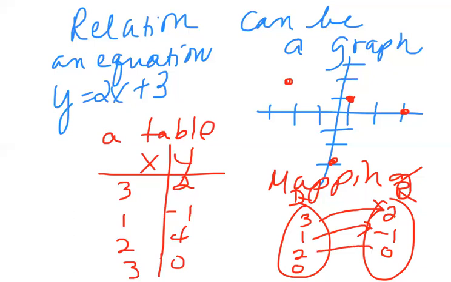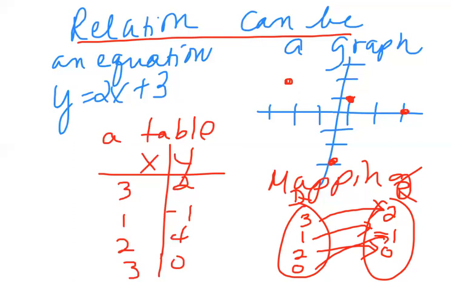The 2 is paired with 0. And 0 is paired with negative 1 as well, okay? So these are the various ways a relation can be expressed, guys, when we're expressing a relation. So various ways to express those relations.